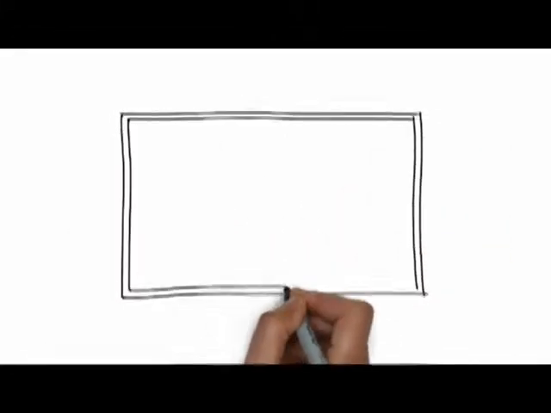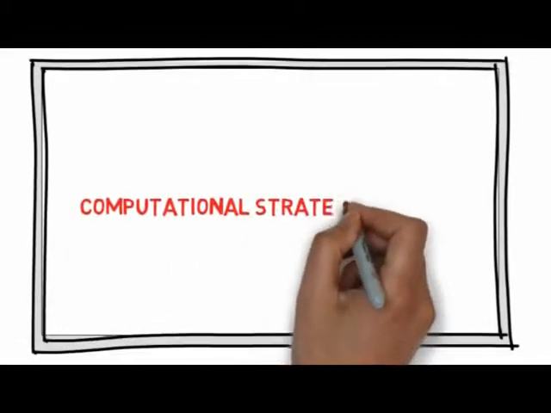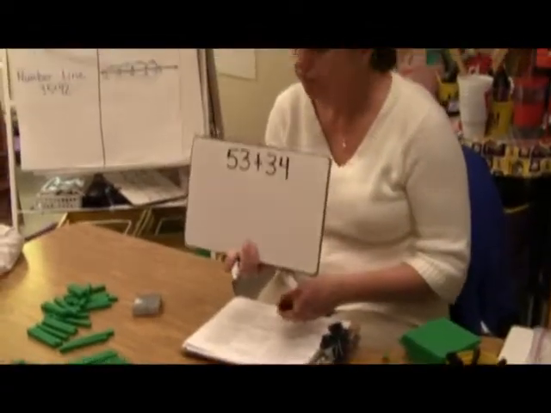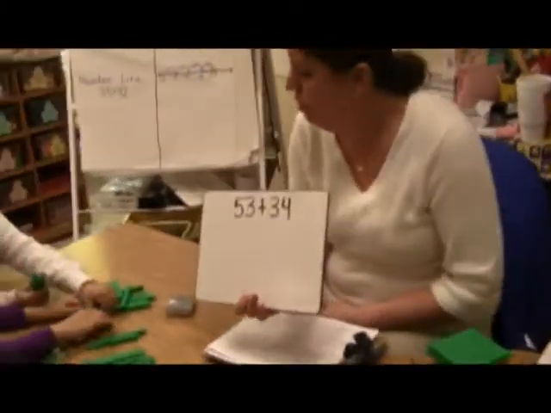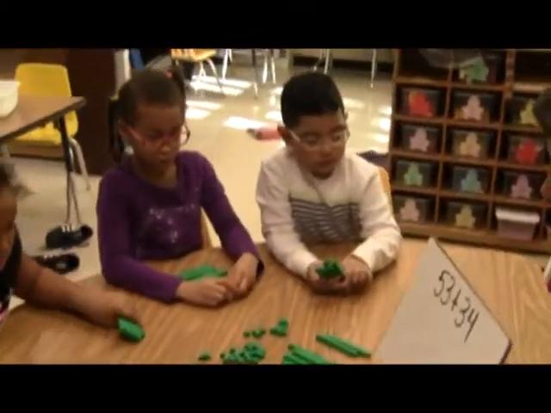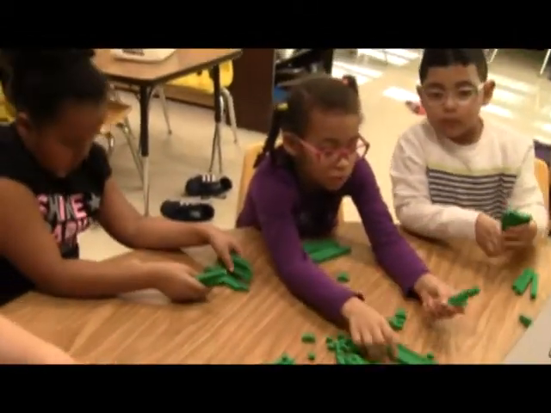Today the students are reviewing 3 models for adding 2-digit addition problems: base 10, expanded form, and number line. The students first demonstrate how to solve 2-digit addition problems using base 10 blocks. The students manipulate the base 10 blocks, create groups of 10 when needed, and exchange for 10 rods.